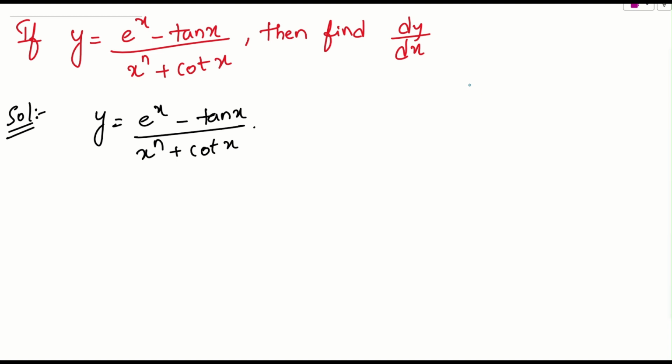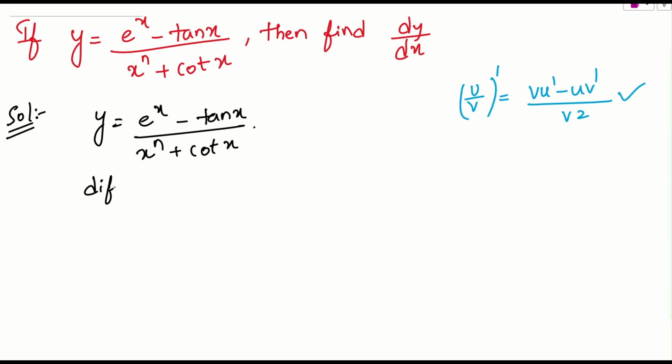If you look into the problem, this is obviously in the form of u by v. What is this? This is a quotient rule. What is a quotient rule? If you want to find the derivative of u by v, we know the formula: (v u' - u v') / v². I'll be applying the same formula in our case also.